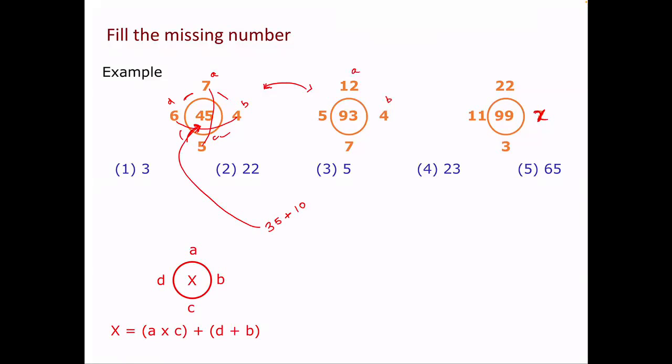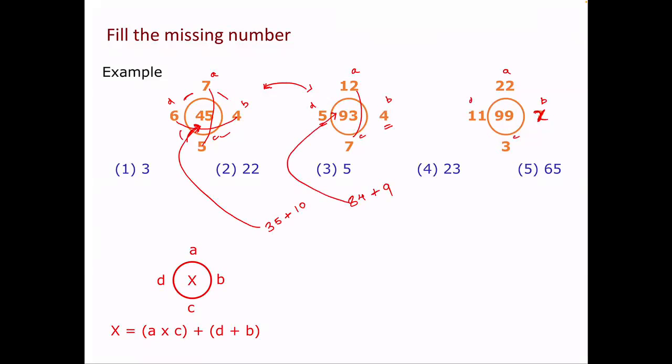If you call them A, B, C, D, it is A into C. 12 into 7 is 84, plus D plus B. 5 plus 4 is 9. 84 plus 9 is equal to 93. And so you have to apply the same logic here.